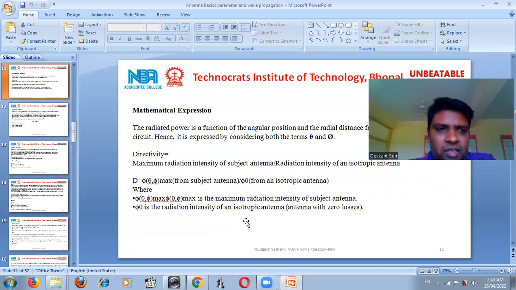This is the mathematical equation of the directivity. Directivity is equal to the maximum radiation intensity of a subject antenna. It is the ratio of maximum radiation intensity of the subject antenna to the radiation intensity of an isotropic antenna. Here we can write D is equal to phi theta phi maximum from the subject antenna over phi 0 from the isotropic antenna.